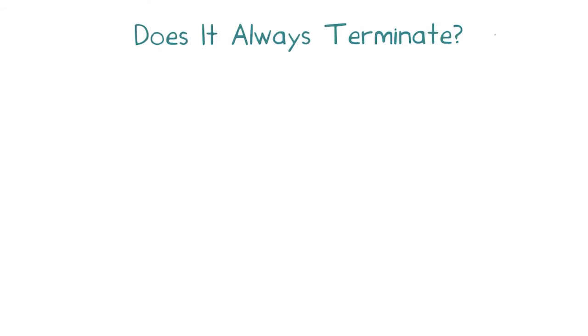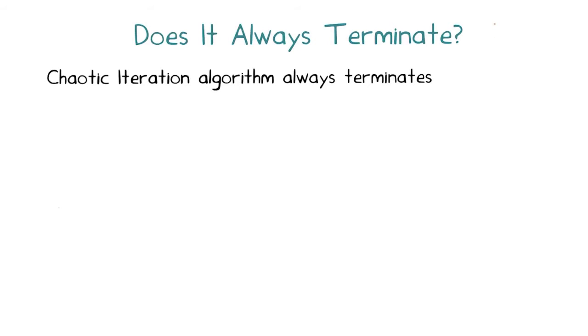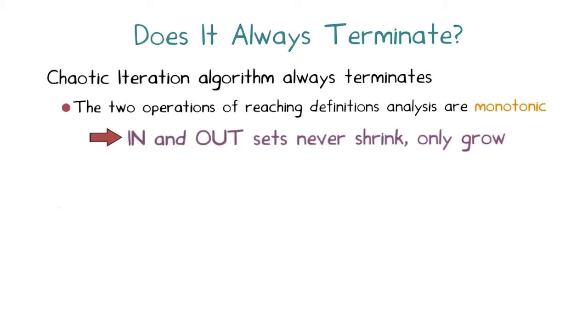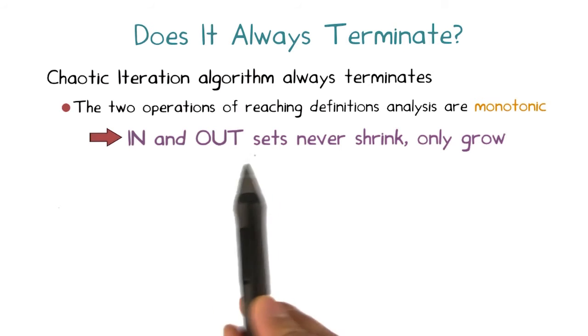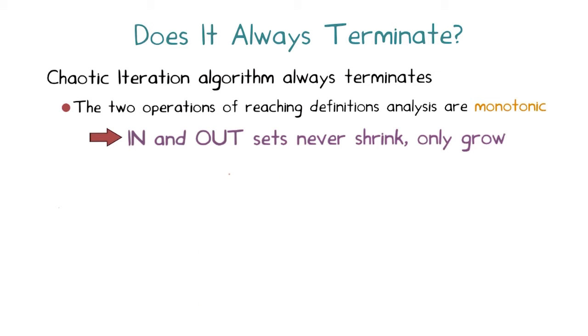At this point, you might be wondering whether the chaotic iteration algorithm is guaranteed to terminate for every program in the while language, despite its seemingly chaotic nature. The answer, perhaps somewhat surprisingly, is yes. The reason for this is twofold. First, the 2 operations that this algorithm applies in each iteration are monotonic. That is, they never cause the in and out sets to shrink. We indeed observed this behavior in the table of the reaching definitions example, where these sets always grew bigger.